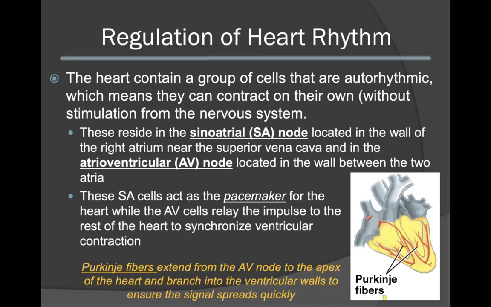The SA cells help to act as a pacemaker for the heart, establishing the rhythm for the contraction, while the AV cells will relay the impulse to the rest of the heart to help synchronize the contractions. Purkinje fibers will extend from the AV node into the apex of the heart and will then branch into the ventricular walls. This extensive branching of these nerve fibers is important in ensuring that the signals for contraction spread quickly so that all of the muscles within the cardiac tissue can contract at the same time.